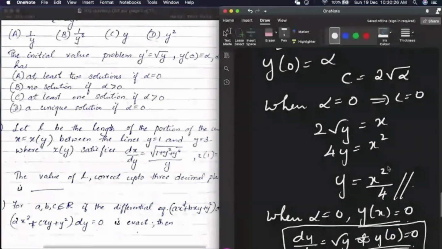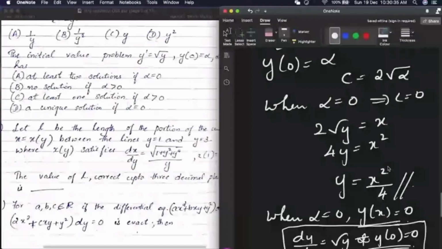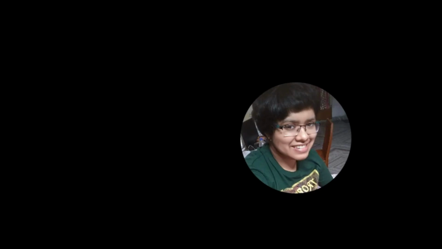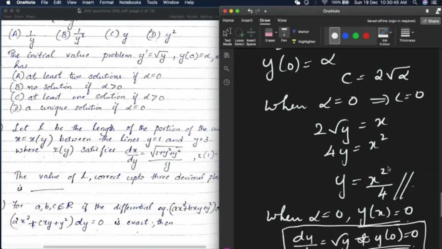So what should be the answer? At least one solution for alpha greater than 0 and a unique solution for alpha equal to 0, right? Correct. Yes, ma'am. C is equal to 0, you're going to get the same solution, right?